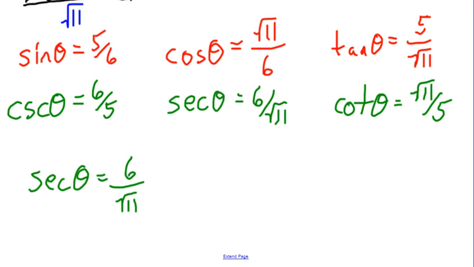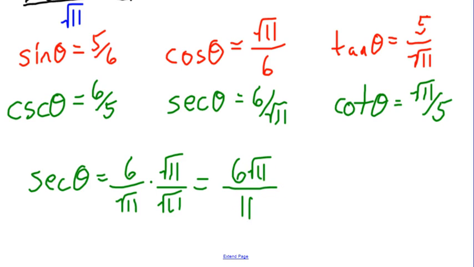Some of you might remember there's one issue we have with this ratio. We have a radical in the denominator. It's not standard to leave a radical in the denominator. So we would have to rationalize that, meaning we have to multiply that by something to get that radical out of the denominator. We rationalize it by multiplying this value by radical 11 over radical 11. So secant of theta would be 6 times radical 11 over 11. Radical 11 times radical 11, those two radicals combine to just give us an exponent of 1, so it's just 11.